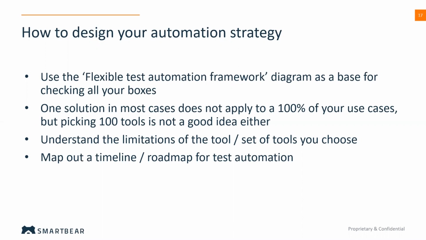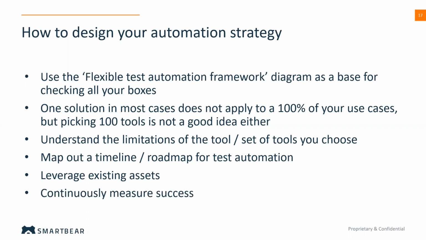Map out a timeline and a roadmap for your test automation activities. You need to set a goal. Do not start on your journey because you have to. Make sure you map out a timeline so that you can keep going back and assess where you are. Leverage your existing assets. You probably already have some assets in your organization. Make sure that you're able to leverage some of that in order to get started with your journey. And finally, continuously measure success. Without measuring success, you might never end up reaching your goal. So you want to make sure that you're continuously aligning your work to the goal that you set up.